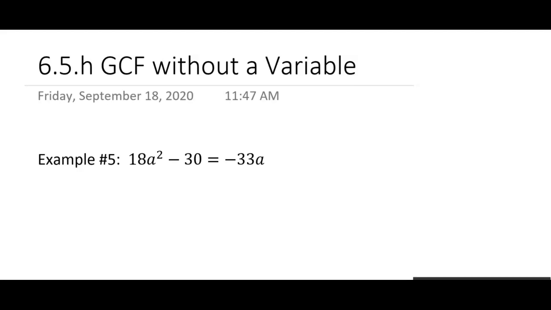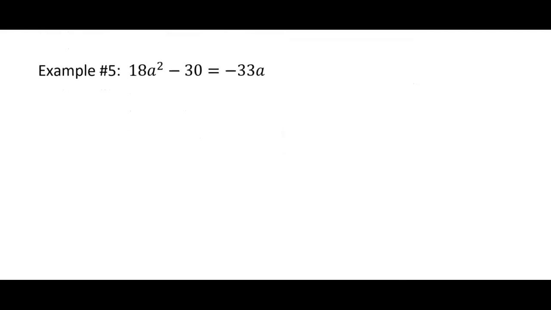Okay, so we have another example, example 5, and there's nothing to multiply out in this problem, so we're just going to set it to 0. I'm going to take that negative 3a and move it to the other side. It's going to become positive, and I need to put it in between the a squared and the constant, so it's going to look like this. 18a squared plus 33a minus 30. So that subtraction sign is with the 30.